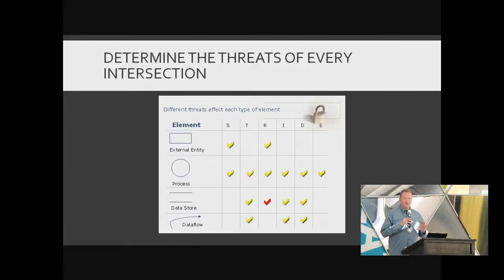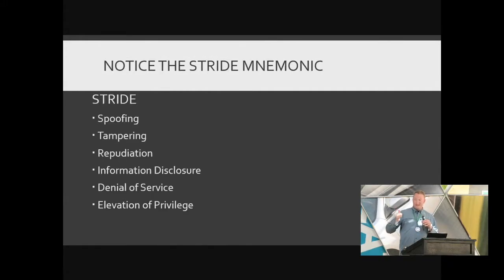Then once you have your interactions on the diagram, you sit down and go through each one of those steps where it crosses over trust boundaries, across processes, and you identify the STRIDE. STRIDE is different threat categories, and each of the different processes, external interactors, data stores, et cetera, has a different potential threat area. Let me go into that a little bit. STRIDE is spoofing, tampering, repudiation, information disclosure, denial of service, and elevation of privilege.